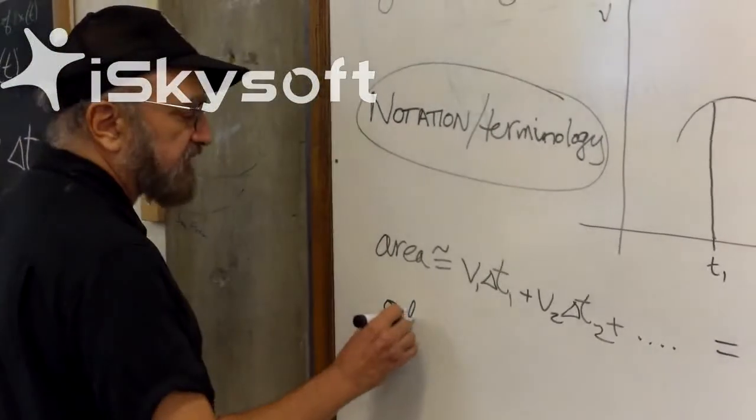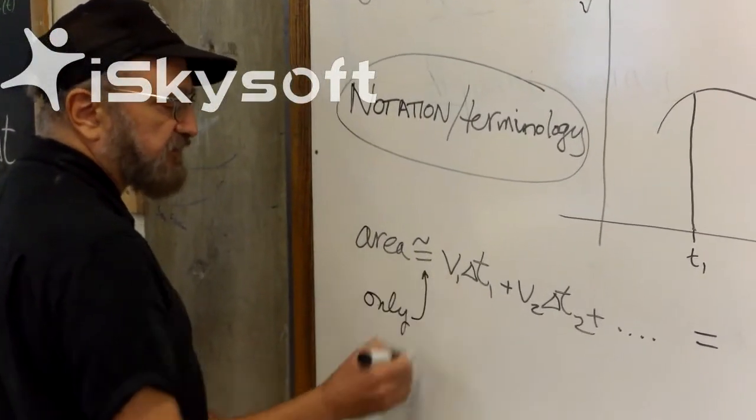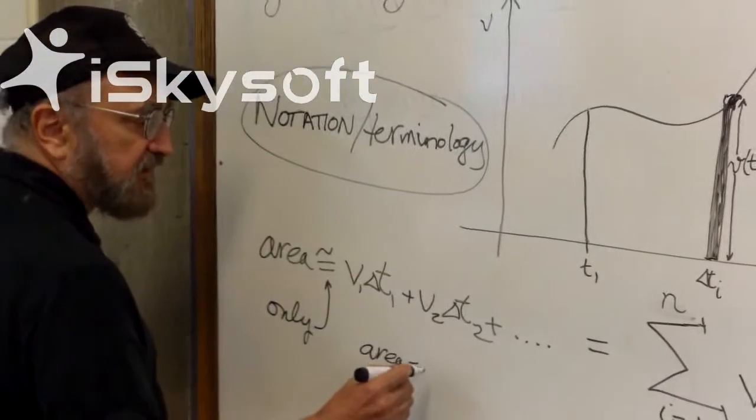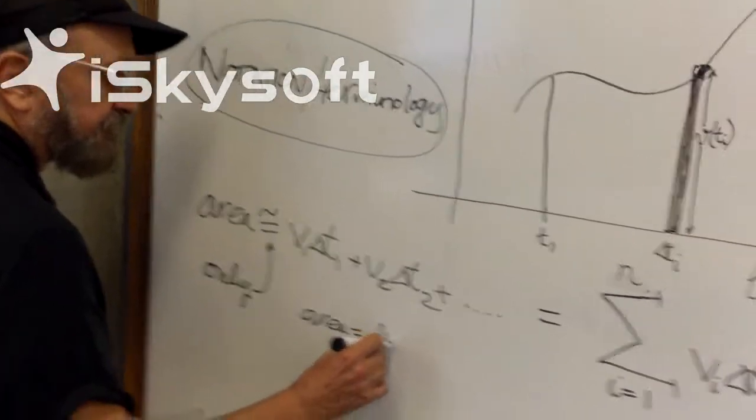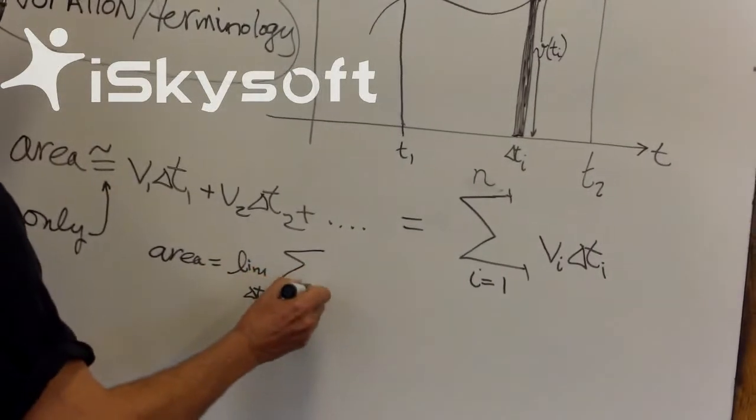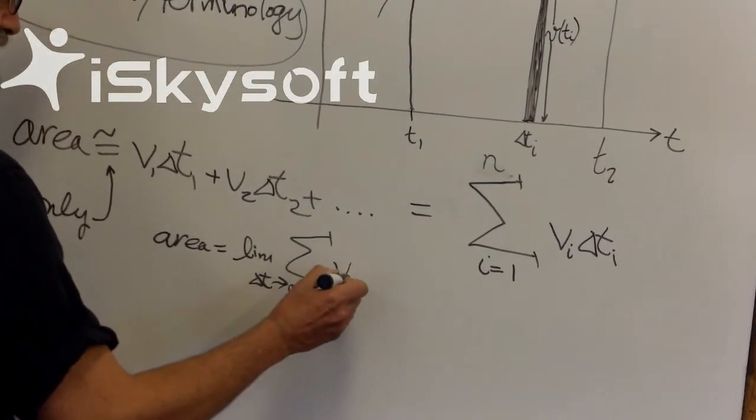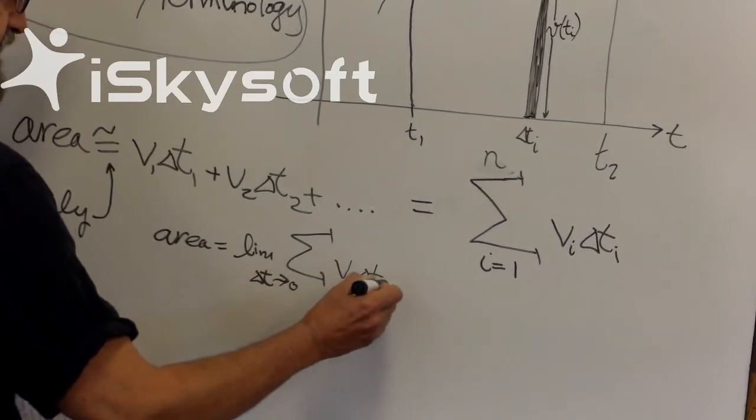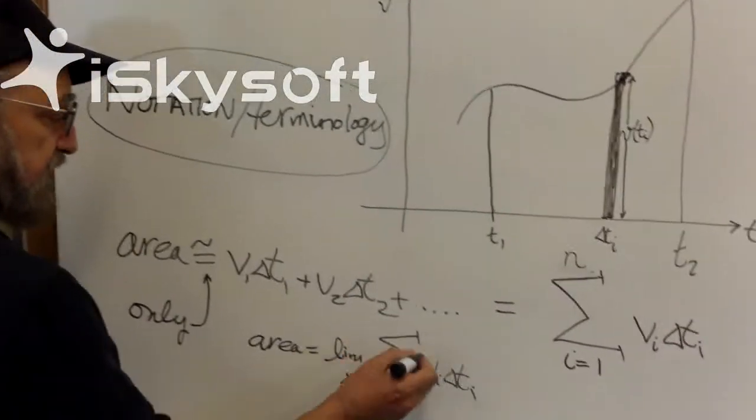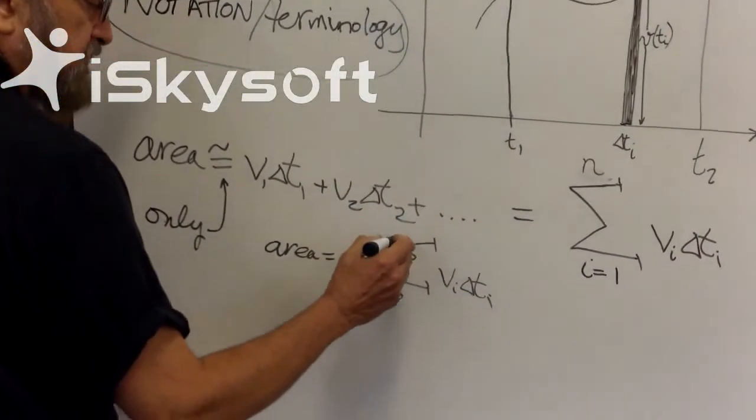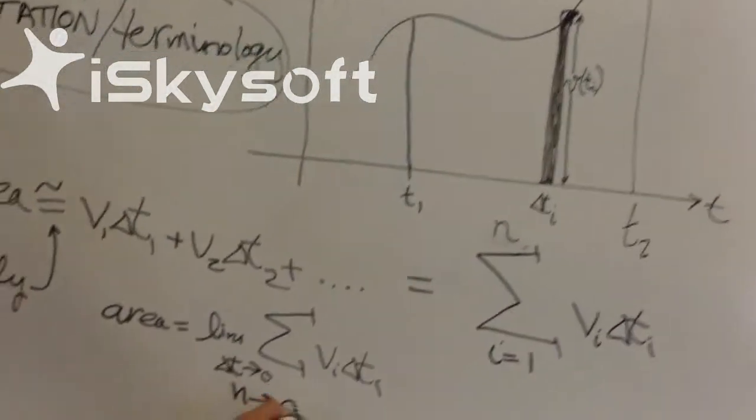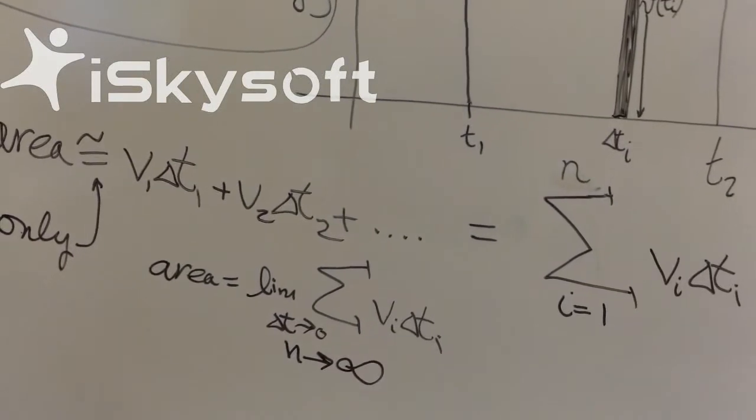Only to be exact, instead of this, which means approximately equal, we want the limit as each delta t becomes 0, and every biggest one becomes 0, of the sum of vi delta ti. Oh yes, so in order to get each one to become smaller and smaller, we want the limit as delta t goes to 0 for every one of them, and as the number of pieces becomes infinite, and goes to infinity.